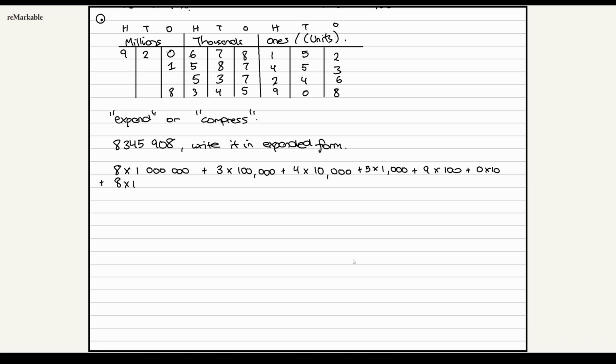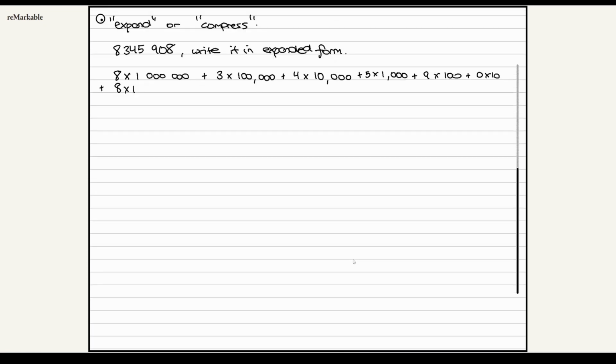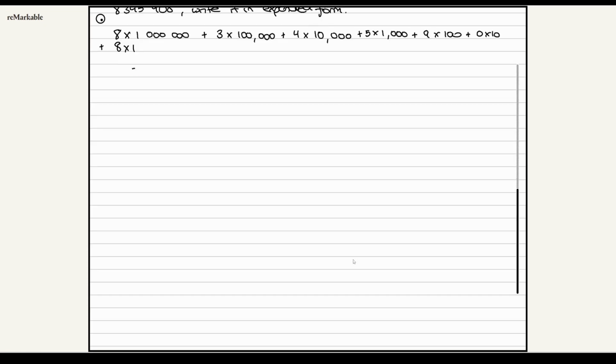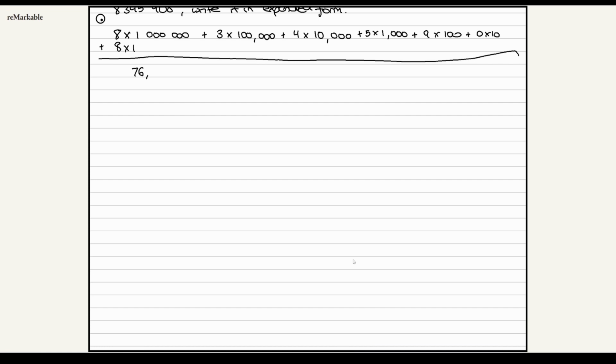So what if we wanted to do it the other way around? What if we had a number like 76,000? I'm just going to draw a line here so we don't get confused. What if we had a number like 76,013? Okay, bit of a weird number. How would we write that in expanded form?